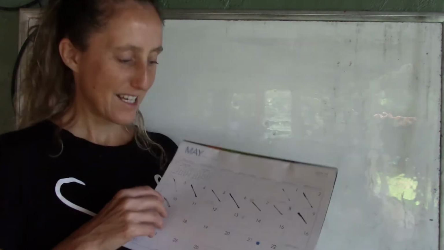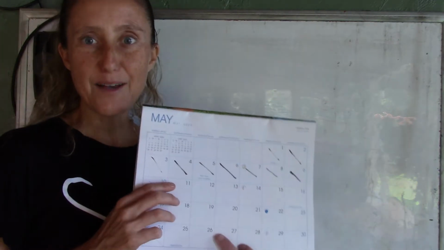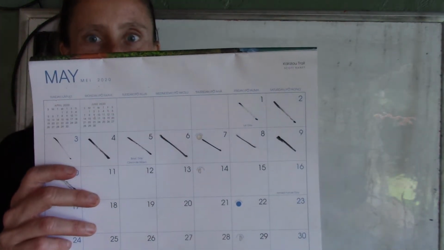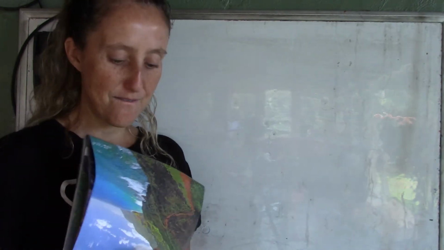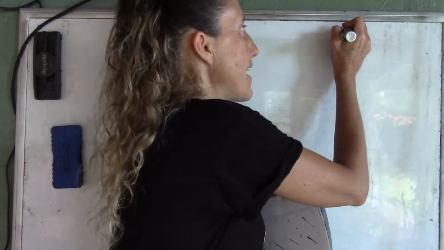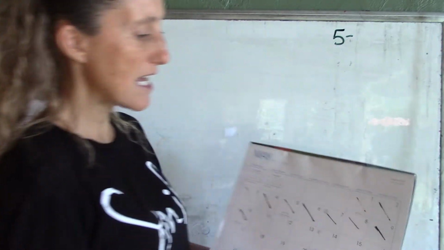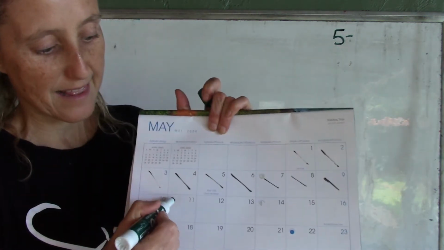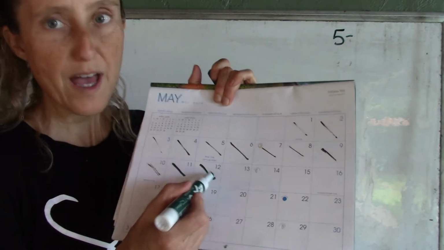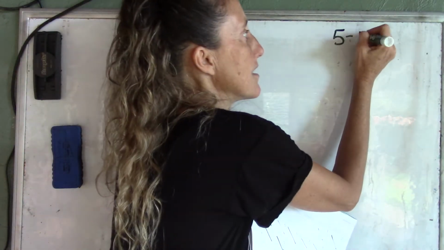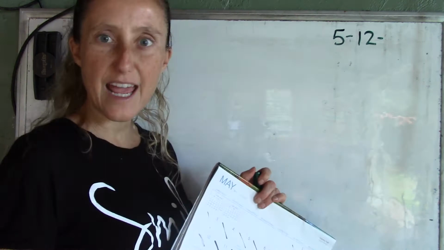Okay, so how many months are in a year? 12. Good. And we are on which number month? Right. May is the 5th month, so we'll start with 5. And yesterday was May 11, so today is May 12. That's right. And it's still the year 2020.